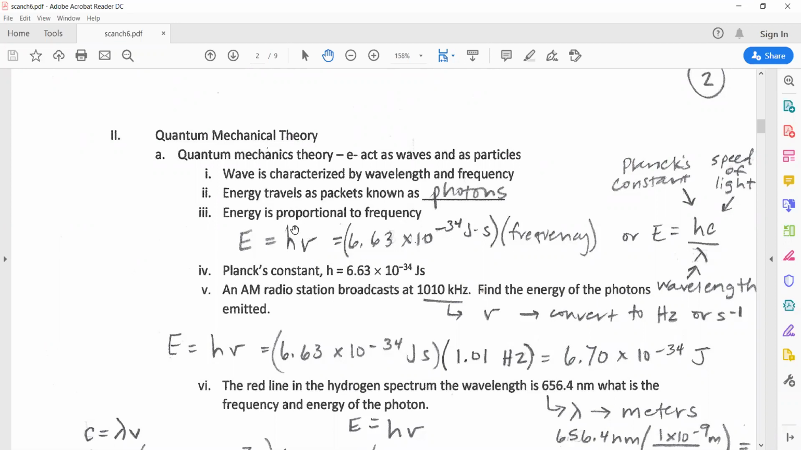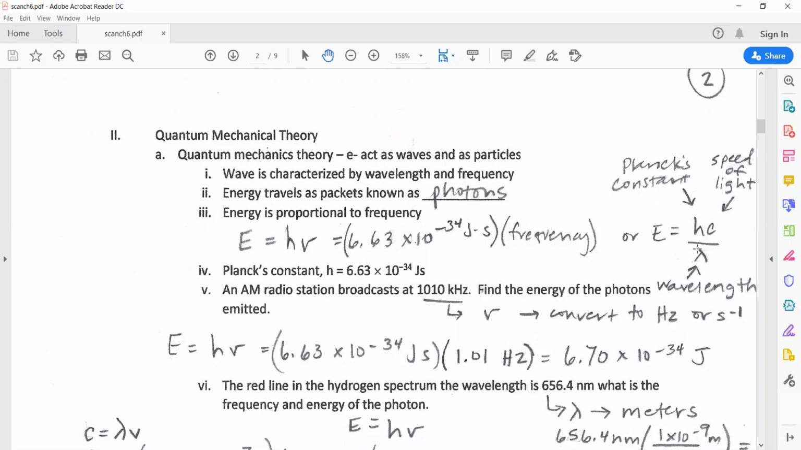Another version of this equation is if you replace frequency with speed of light over wavelength from our earlier equation, then we can get this equation over here, which is energy equals Planck's constant times speed of light over wavelength. We know both of those values. These are both on the equation sheet. It just depends on what you have. If you have frequency, use this first equation. If you have wavelength, use the second equation.